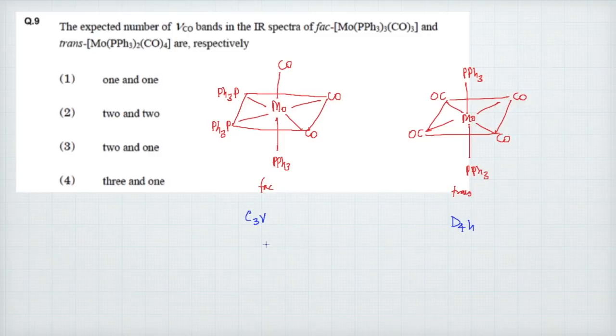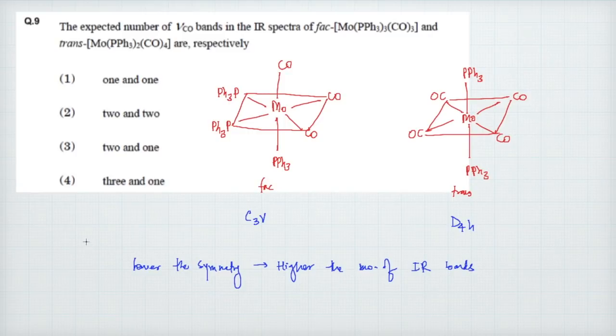Now there is a very basic rule to find out the number of IR bands. It says that the lower the symmetry, the higher the number of IR bands, or your carbonyl frequencies, if you are talking about carbonyls over here, to be very precise. If you have lower symmetry, more IR bands will be there. If you increase the symmetry, the number of bands is going to decrease.